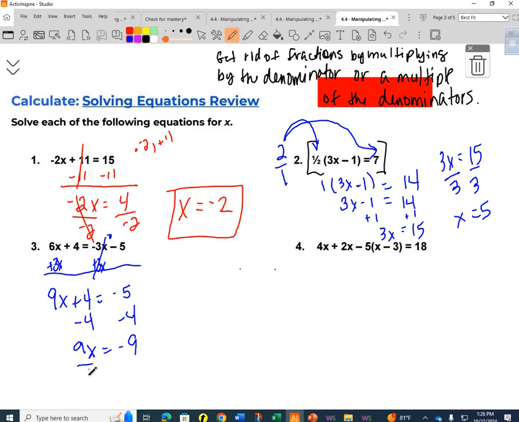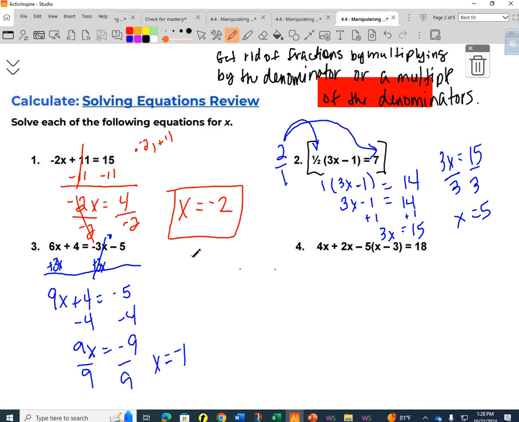Now we divide both sides by 9, and x equals negative 1. Check it: 6 times negative 1 is negative 6 plus 4, that's negative 2. Negative 3 times negative 1 is positive 3 minus 5 is negative 2. So each side of that equation, if you plug in negative 1 for x, the left side equals the right side.